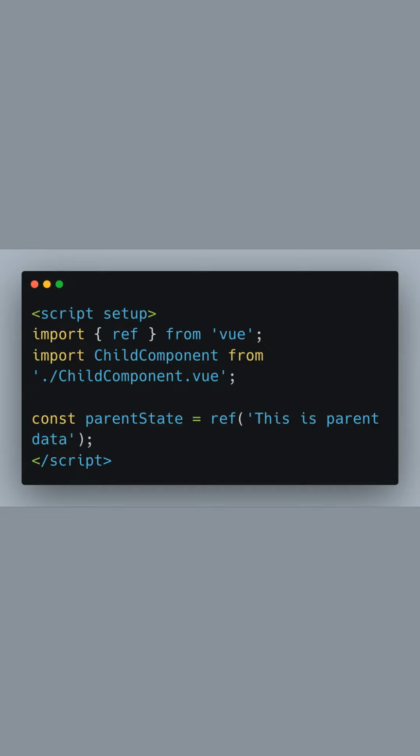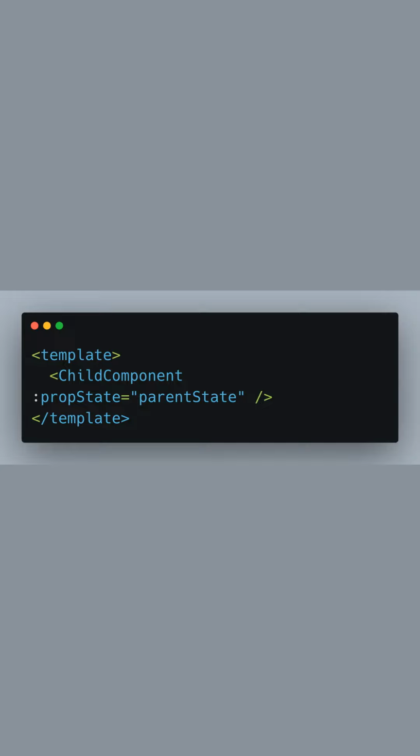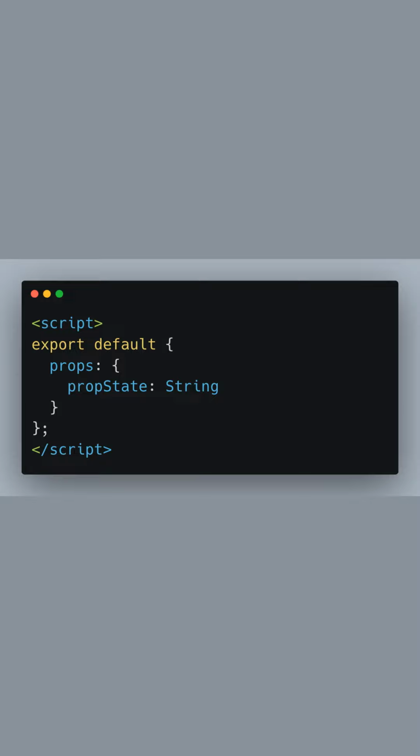This is parent data. Moving on to the template section of our parent component, we have a single instance of child component. Notice the colon before prop state. This signifies that we are binding a dynamic property. We pass parent state as a prop to child component, ensuring that the child has access to the reactive state of the parent.